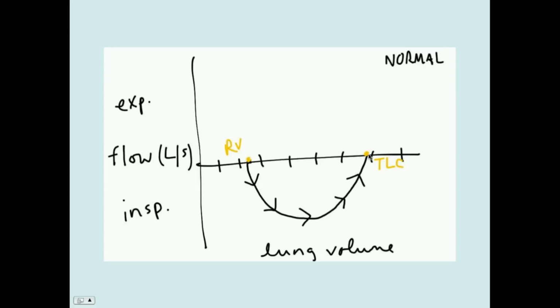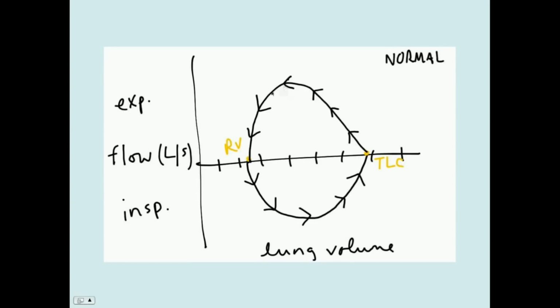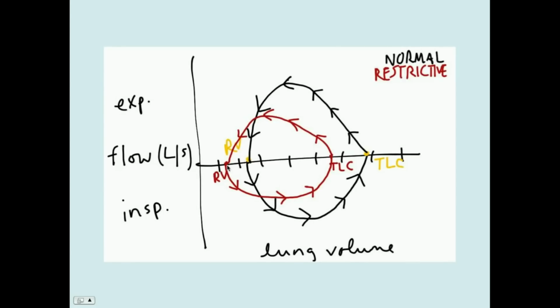With restrictive disease, because all the volumes are usually a little less, we start out with a little less at our residual volume, moving to a little less at our total lung capacity, and then we move the same way back to our residual volume. So the way you can tell on this diagram is that our volumes are less, and the rate that you're going to reach is going to be a little less just because you have less air. But the most important thing is that your volumes are less. That's the hallmark of restrictive disease.